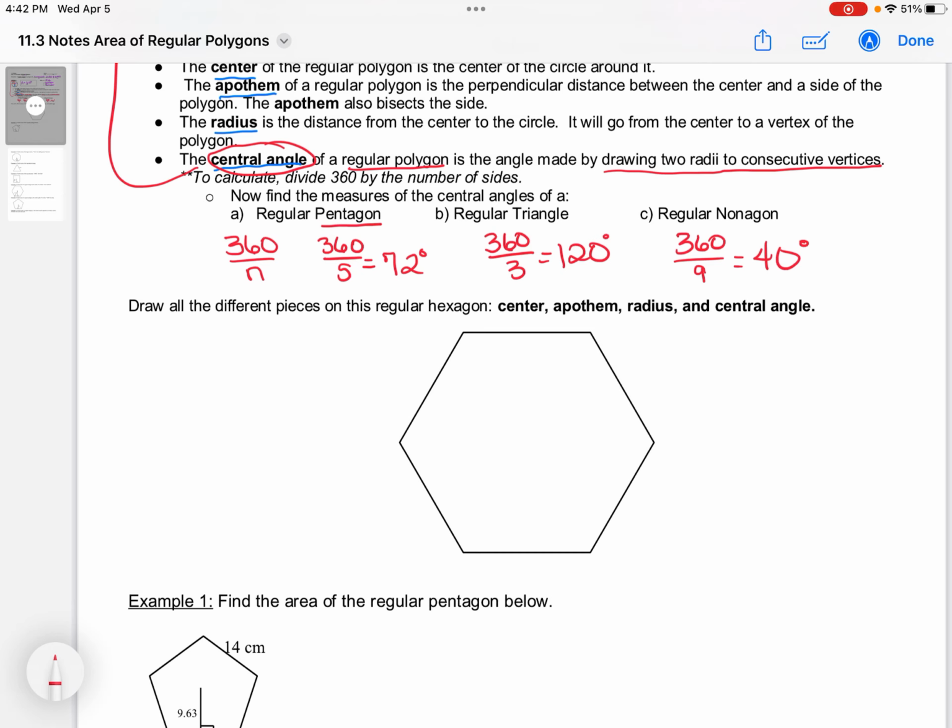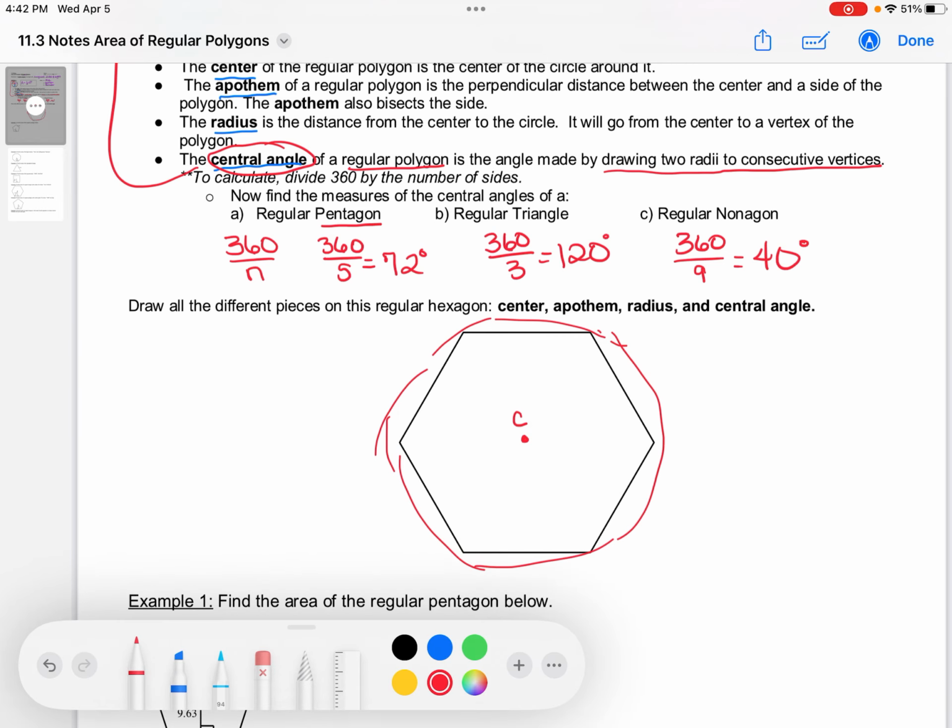Okay, so here's my hexagon. So I'm just going to draw the center right here. I'm not going to try and draw a circle around my hexagon because that would be pitiful for me to try and draw. Yeah, not going to happen. Okay, so never mind that.